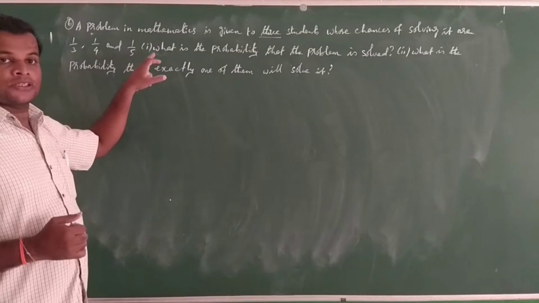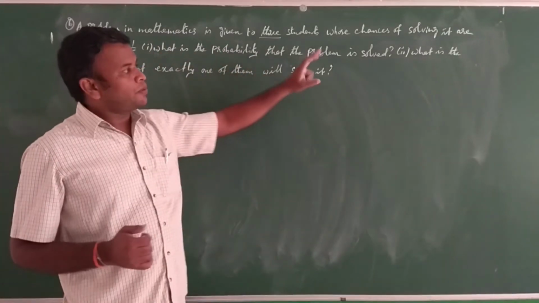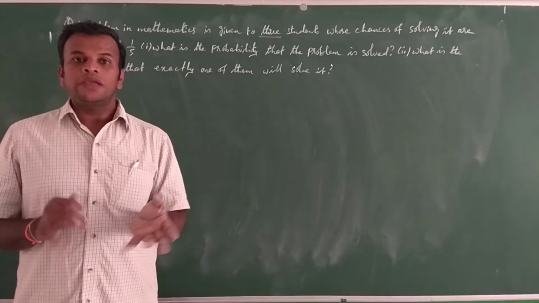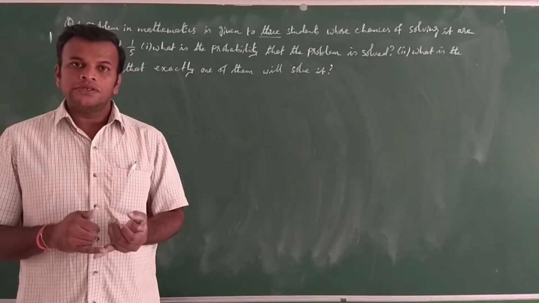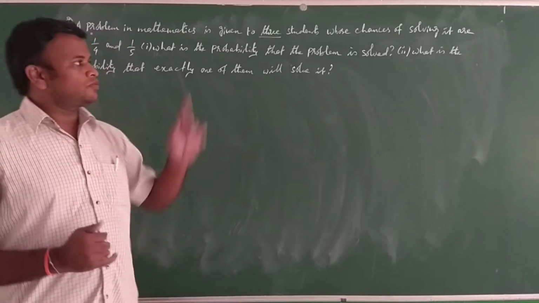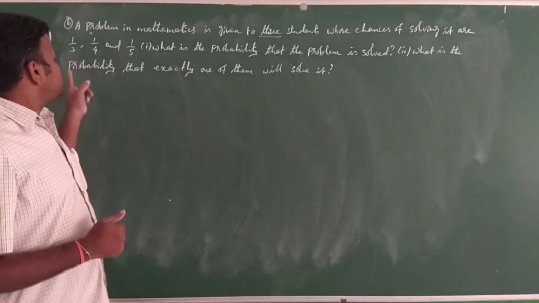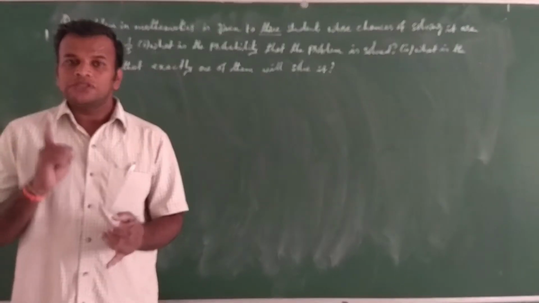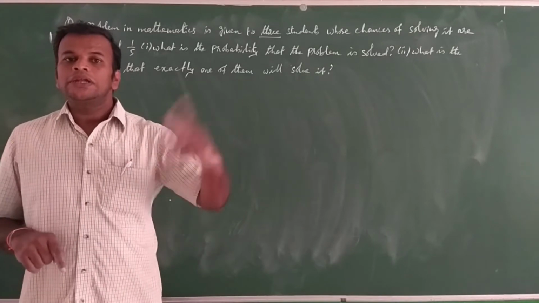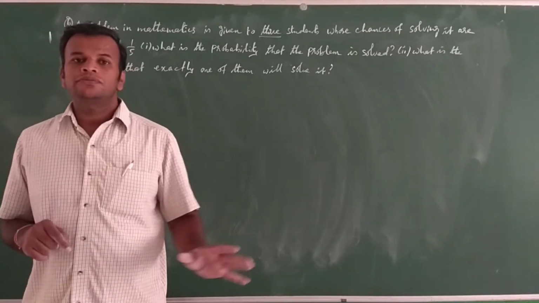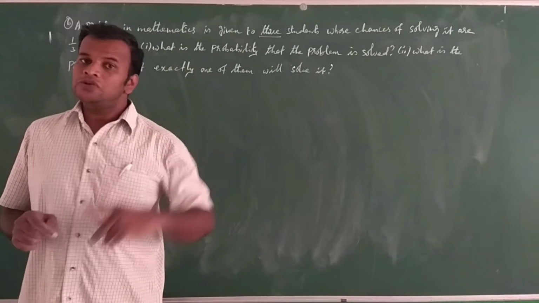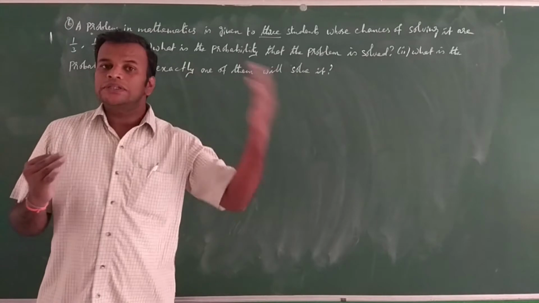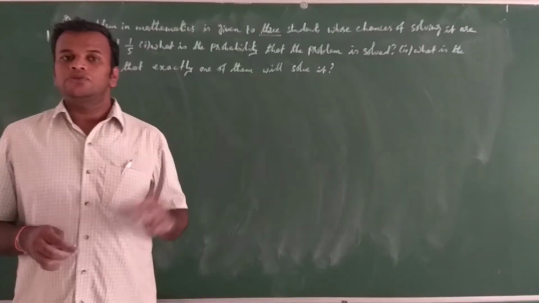Then there will be 2 questions. The first one: what is the probability that the problem is solved? That is, the problem is solved by any one of them. It may be solved by the first student or the second. And the second one: what is the probability that exactly one of them will solve it? Exactly one means the first student solves the problem and the remaining 2 students do not solve it. Or the second student solves the problem, and the first and third students do not solve it. To find both.